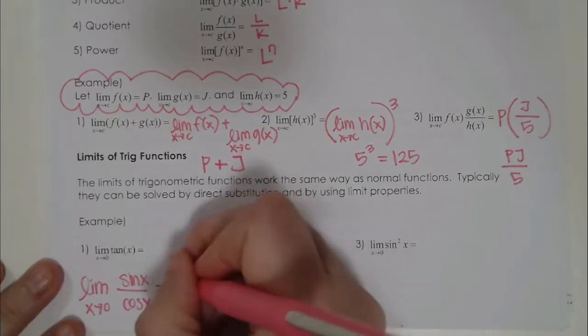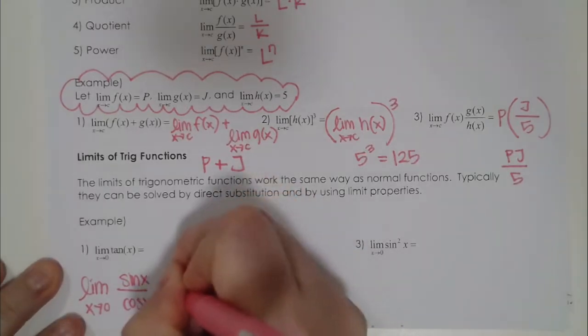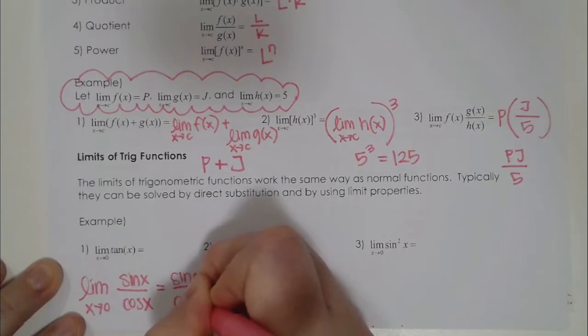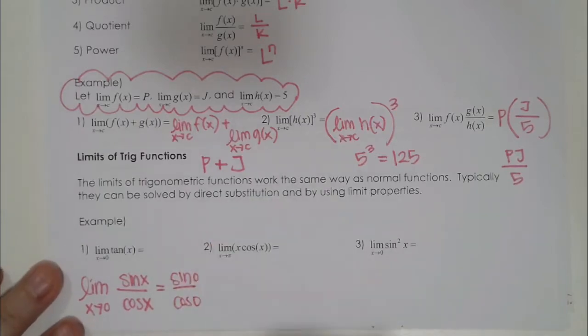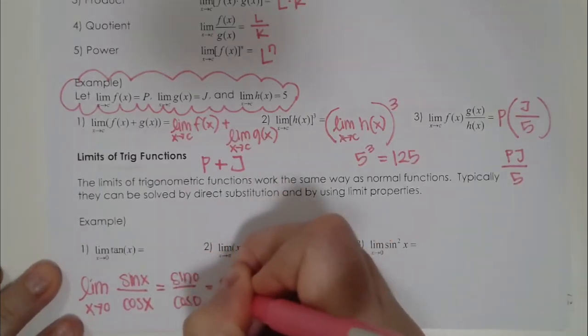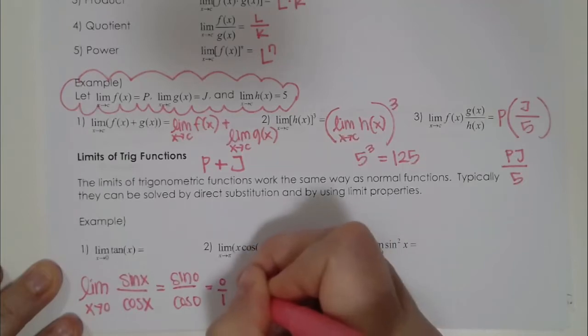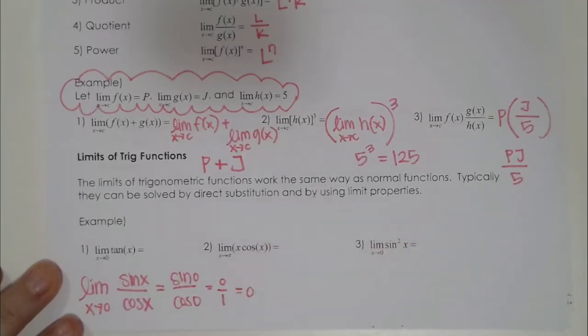So direct substitution would be sine of 0 over cosine of 0. Well, sine of 0 is simply just 0. Cosine of 0 is 1, so 0 divided by 1 equals 0.